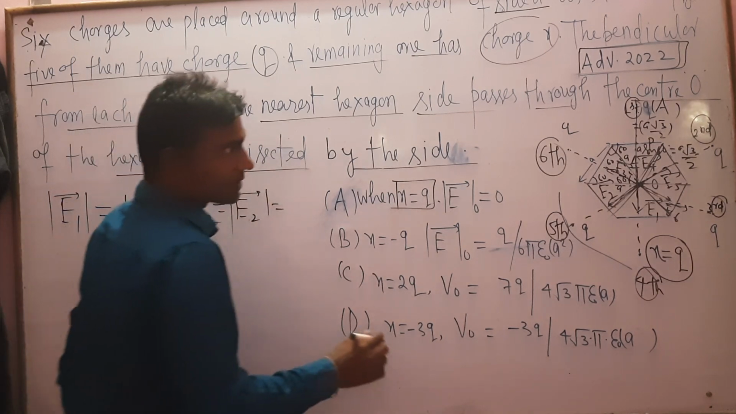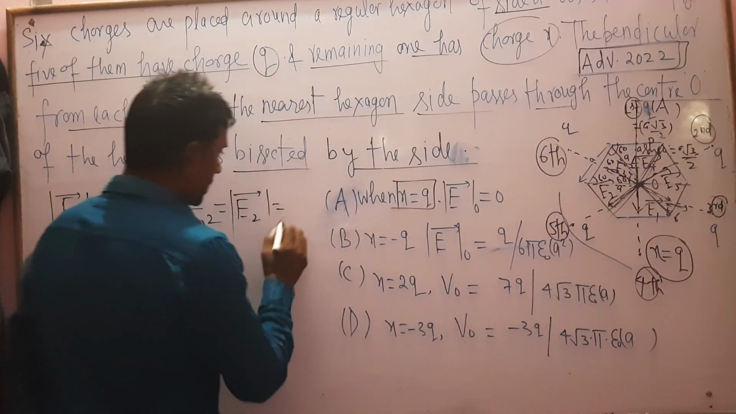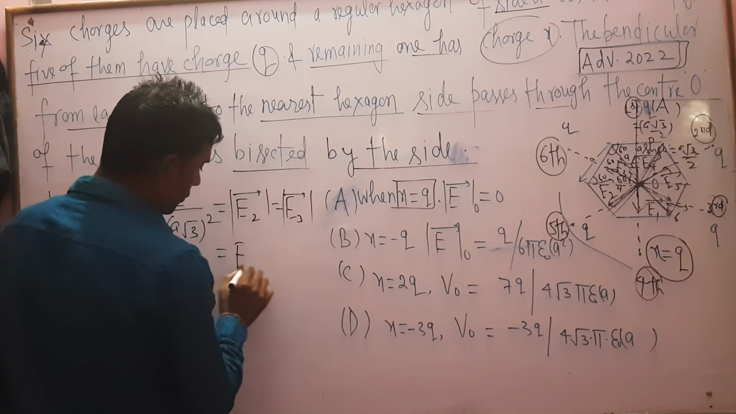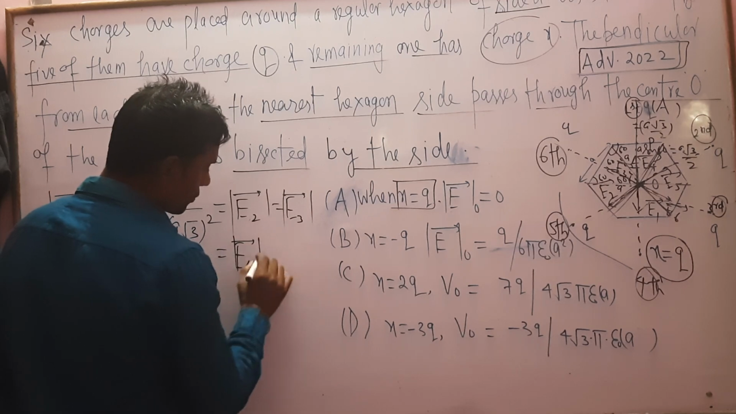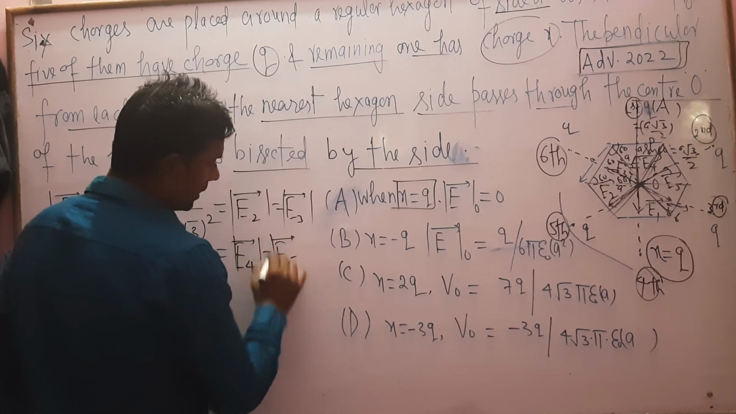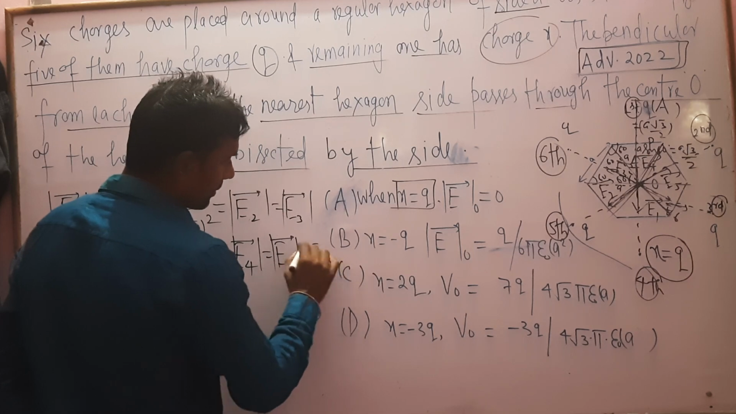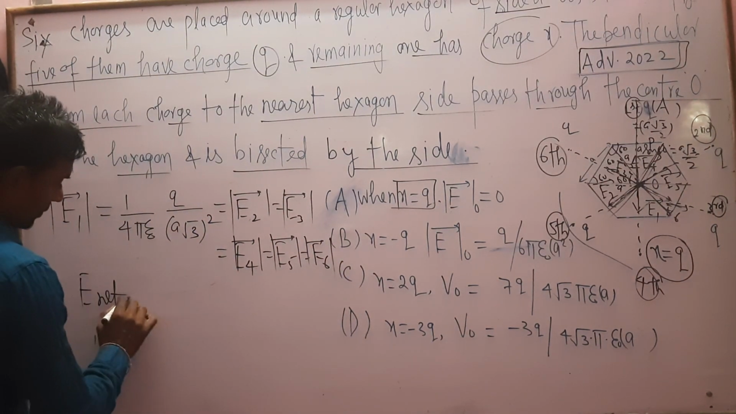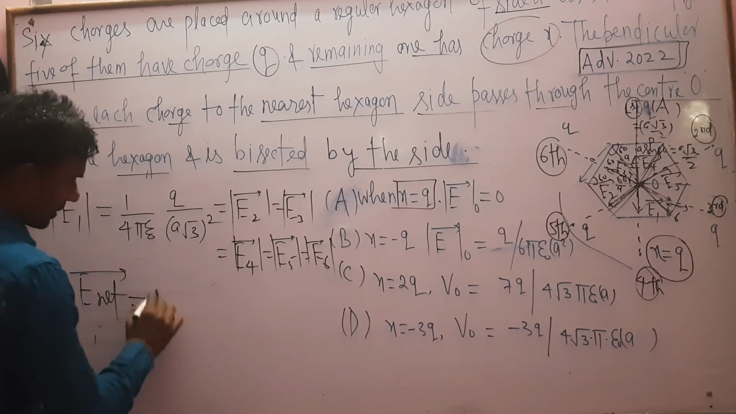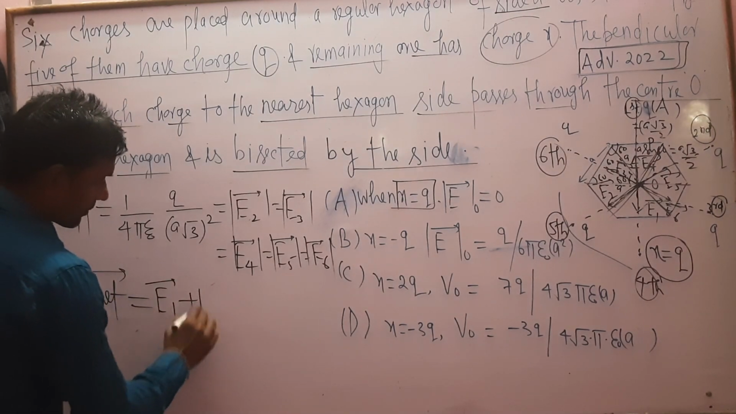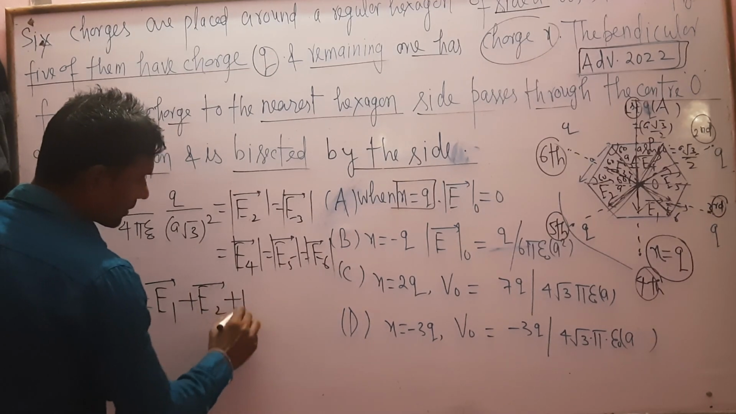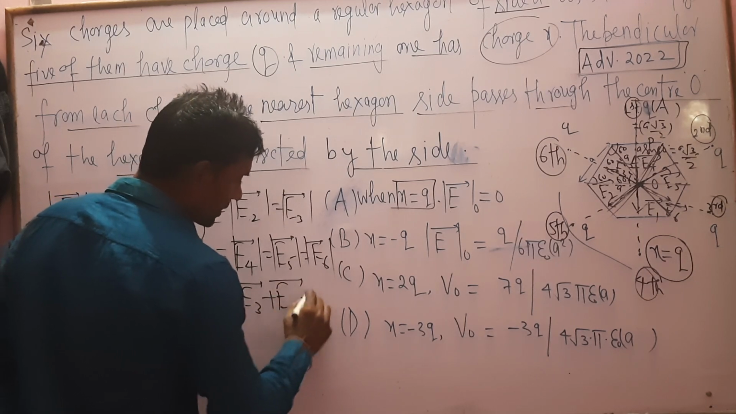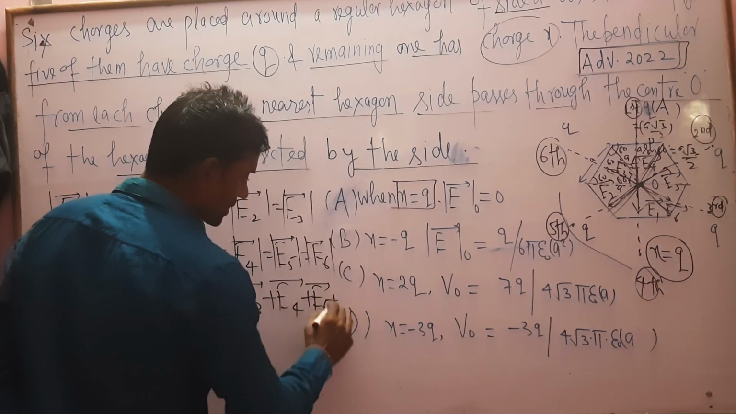This implies that because these distances are equal, the E3 vector magnitude equals the E4 vector magnitude, equals the E5 vector magnitude, equals the E6 vector magnitude. This implies that the net electrical field, which we know will be equal to E1 vector plus E2 vector plus E3 vector plus E4 vector plus E6 vector plus E5 vector.